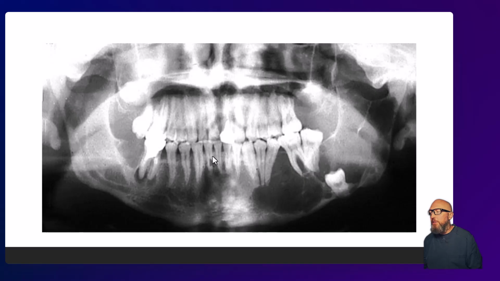How old is this patient? This is an older one. This is an adult. And so this is a case of basal cell nevoid. So hopefully with that kind of brief introduction, you can differentiate between the two.